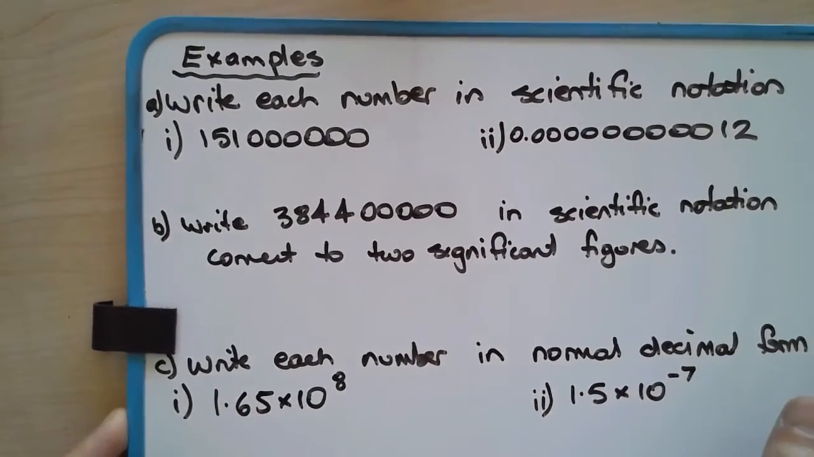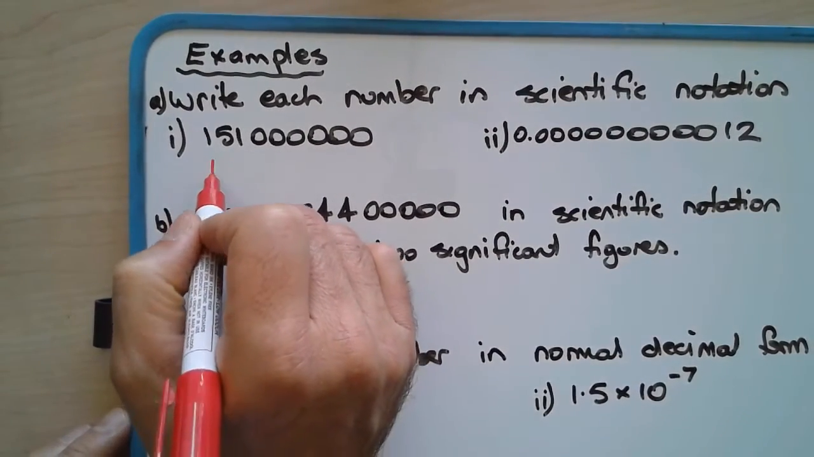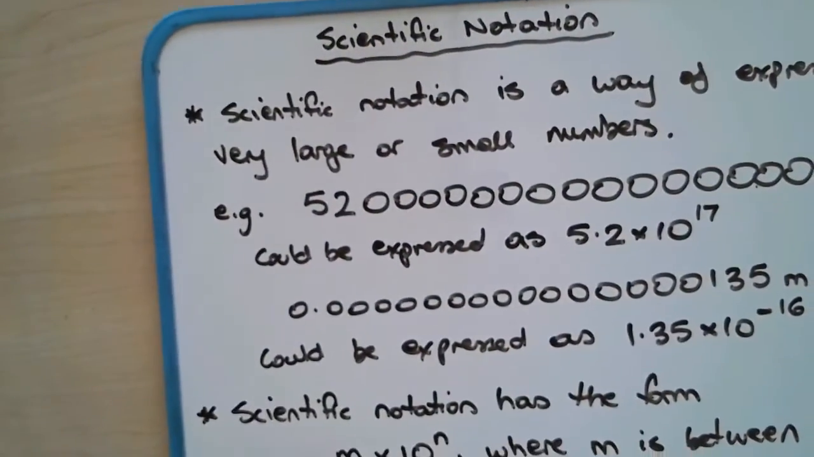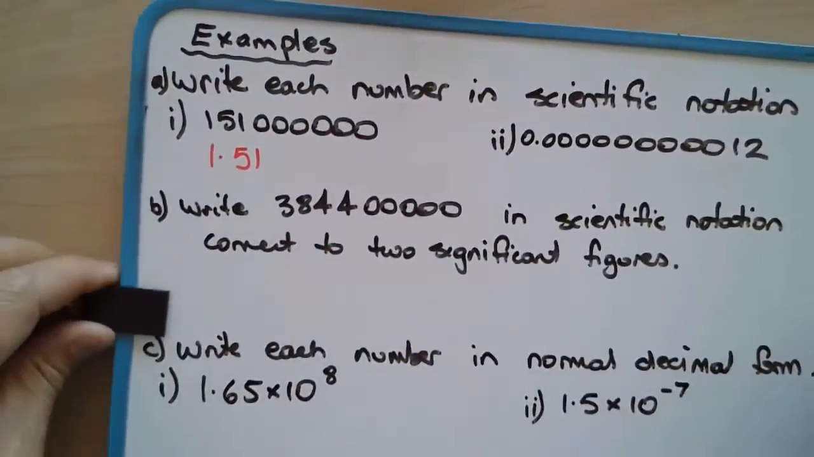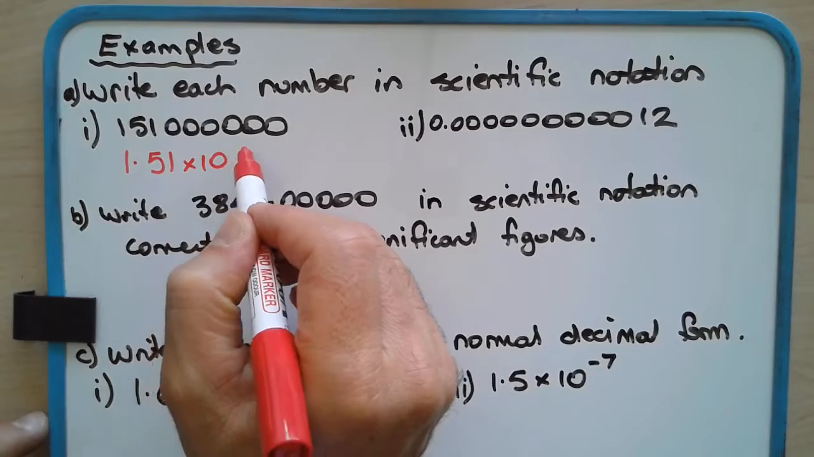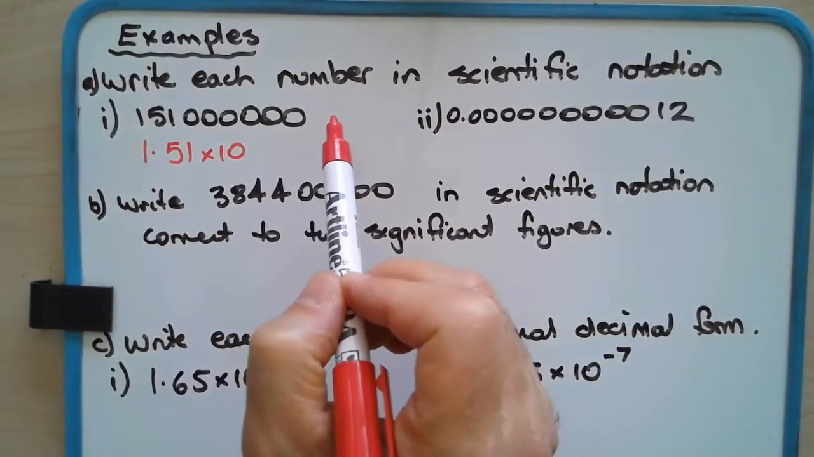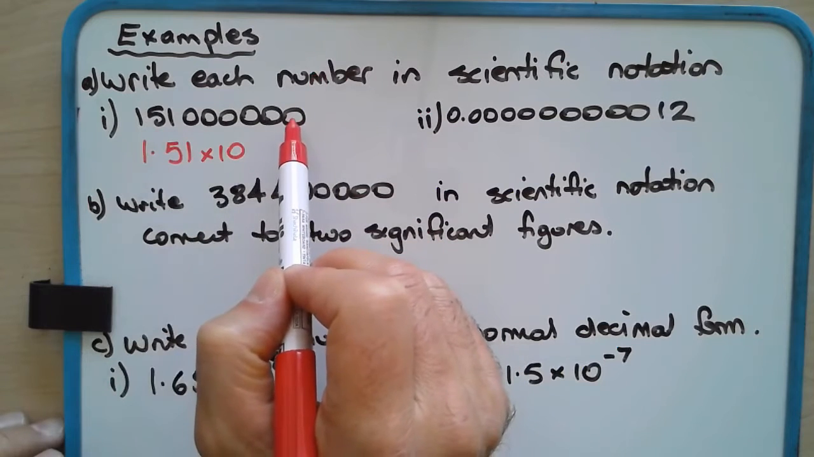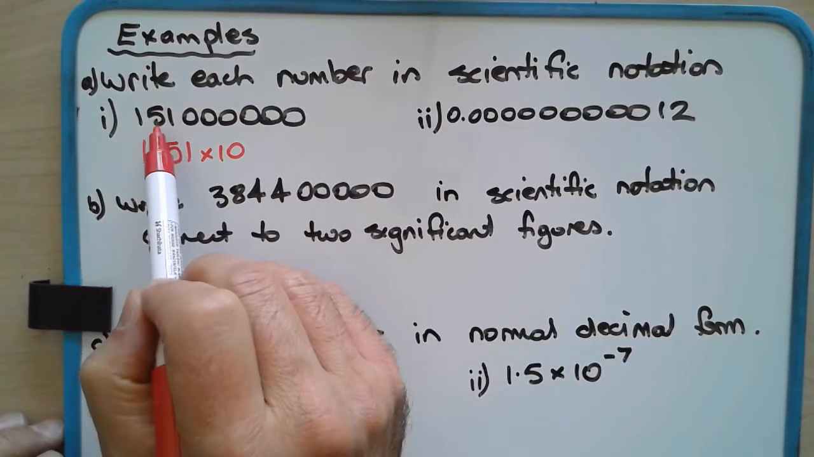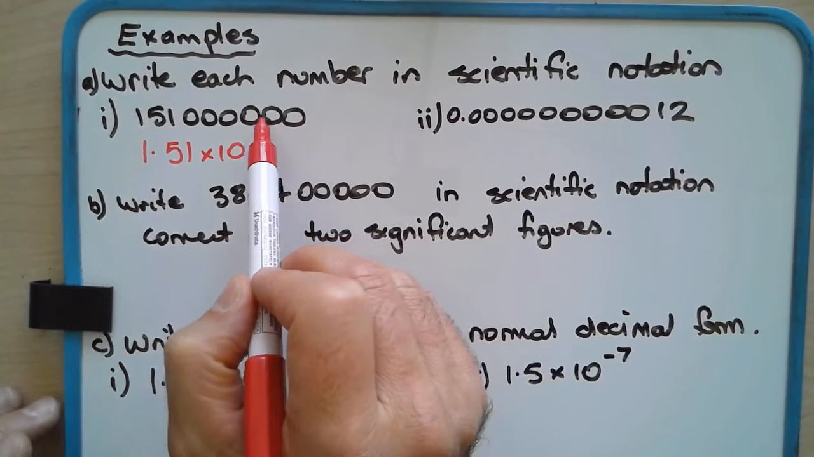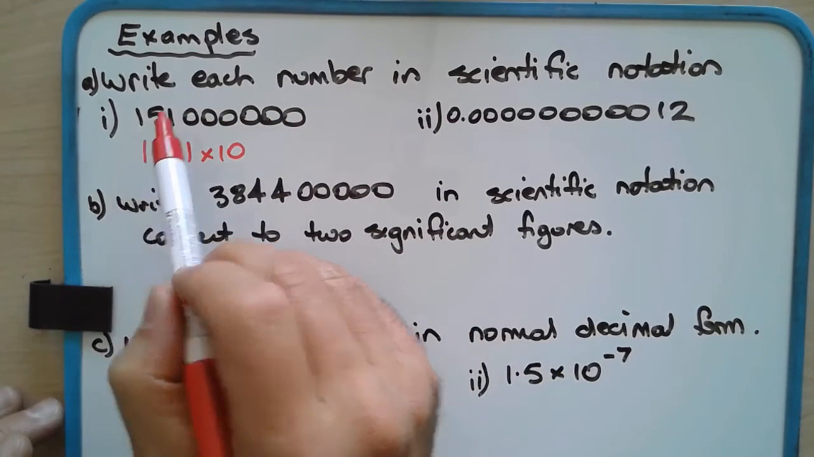The way we start off is we write it as 1.51. Remember, that's the m, multiplied by, and it's always times 10 to the power of something. We need to find out what that something is. How we work that out manually: count the number of digits, not including the 1, up to the second digit. From the last digit to the second digit: 1, 2, 3, 4, 5, 6, 7, 8.